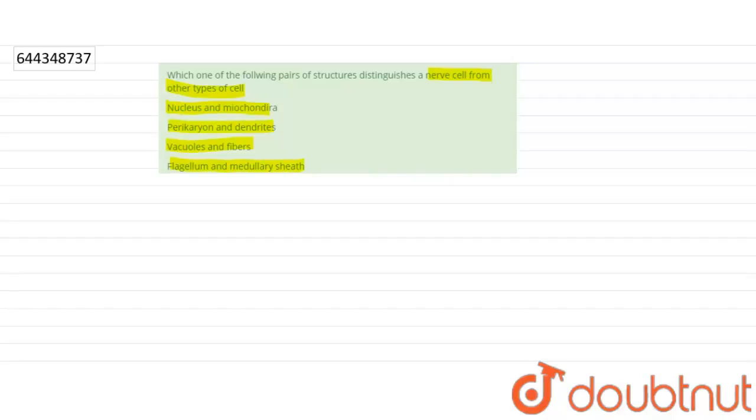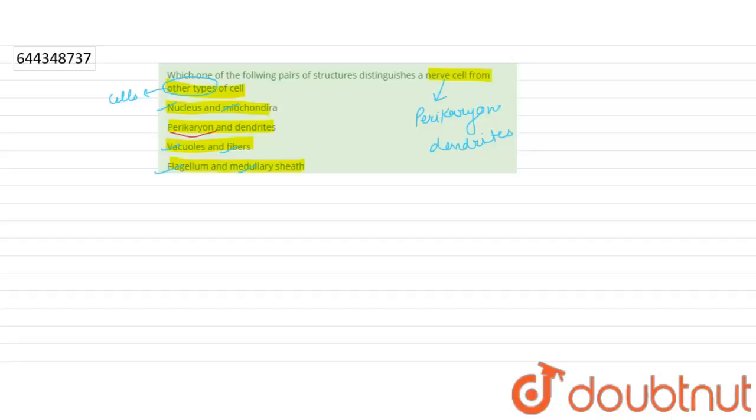So student, the major difference between other cells and nerve cell is that other type of cells have nucleus, mitochondria, vacuole, fiber, flagellum, medullary sheath, but only nerve cells have perikaryon and dendrites. Okay, so student, in other cells, perikaryon and dendrite are absent. So what is this perikaryon and dendrite?